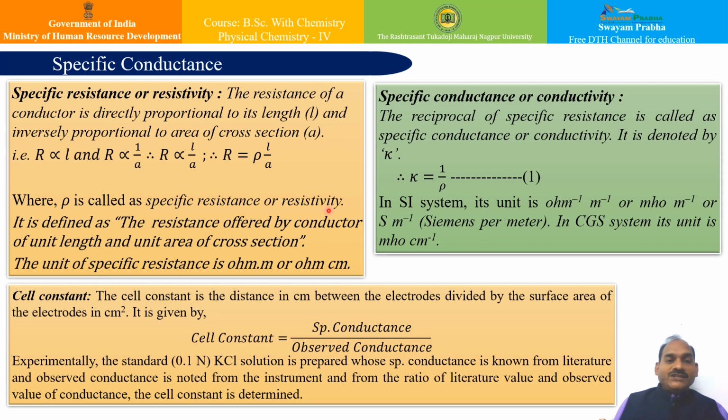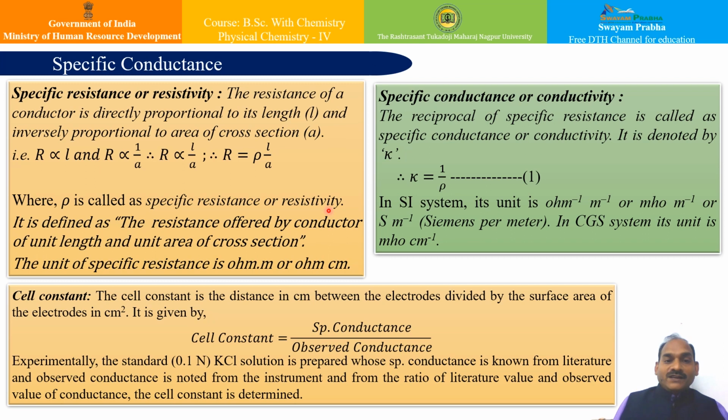Now whenever we measure the conductance, we measure the resistance and take the reciprocal of the resistance, and we find the observed conductance. Now the observed conductance is not sufficient. We need to see the specific conductance, or conductivity, and this specific conductance is derived from the term specific resistance or resistivity.